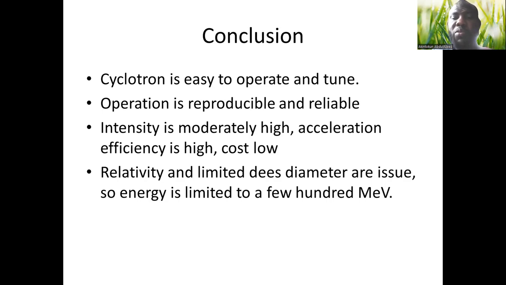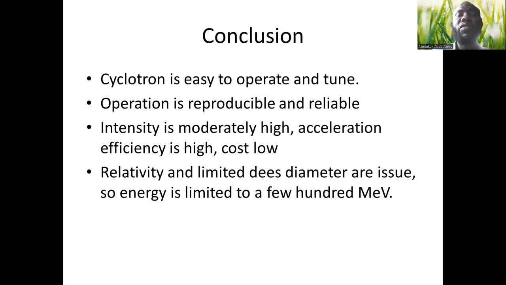So in principle, it's very simple. We have a hydrogen source which is connected to the ion source for production of the ions, the particles. And at the end, we have a target material. For example, if you are producing fluorine 18, we have oxygen 18 as a target material. And we have a nuclear reaction and we generate our radiation. So the components of the cyclotron are easy. It's easy to understand. It's easy to tune.